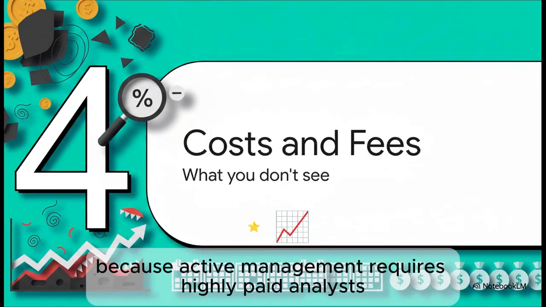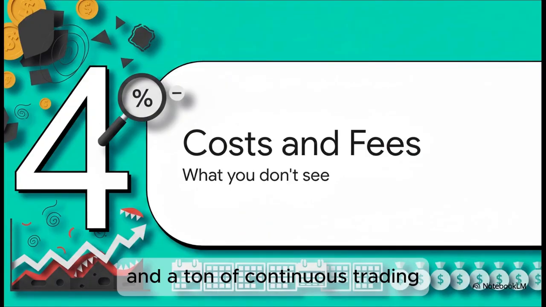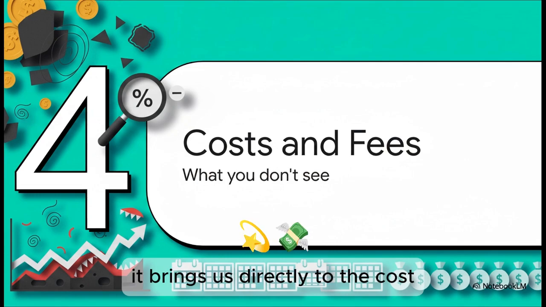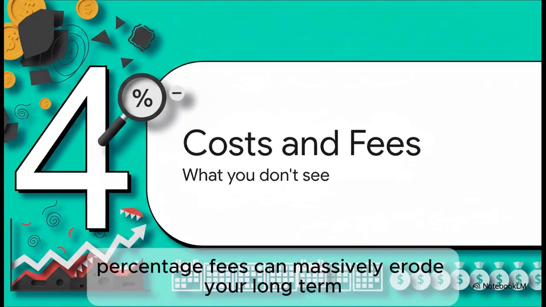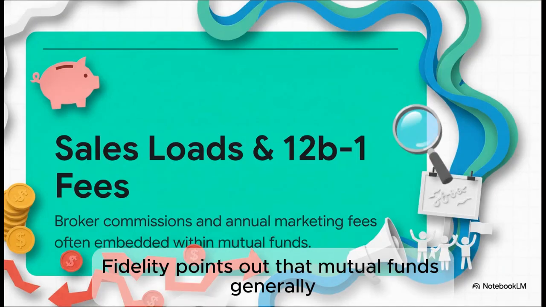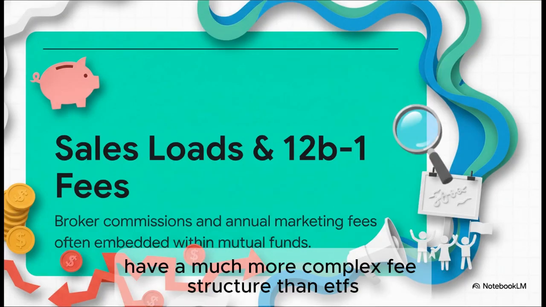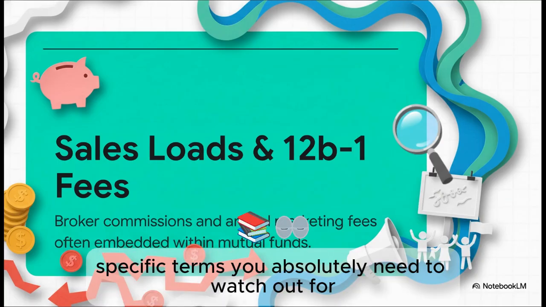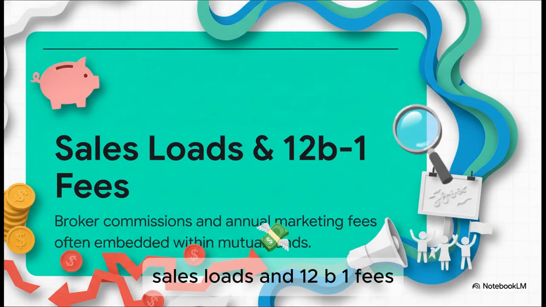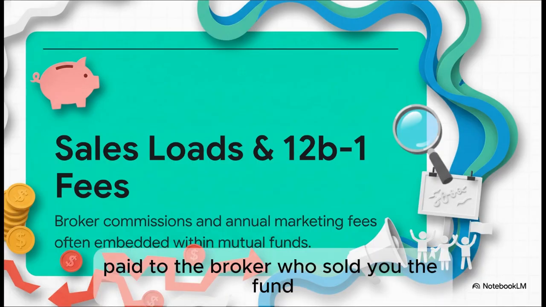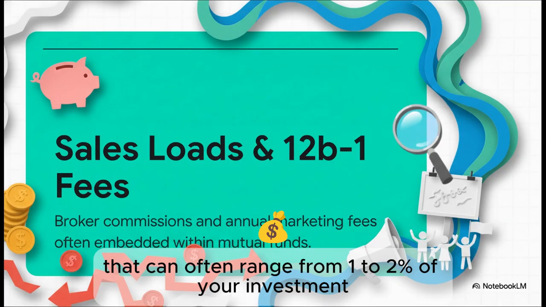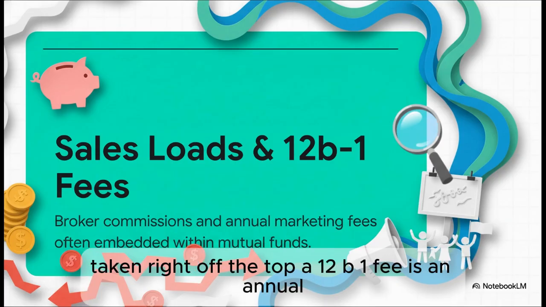Because active management requires highly paid analysts and a ton of continuous trading, it brings us directly to the cost. And listen, when you're investing over decades, seemingly tiny percentage fees can massively erode your long-term compound returns. Fidelity points out that mutual funds generally have a much more complex fee structure than ETFs. There are two specific terms you absolutely need to watch out for: sales loads and 12b-1 fees. A sales load is essentially just a commission paid to the broker who sold you the fund, and that can often range from 1 to 2% of your investment, taken right off the top.